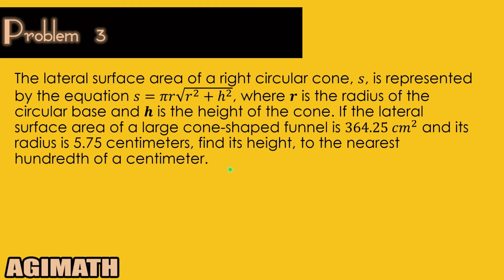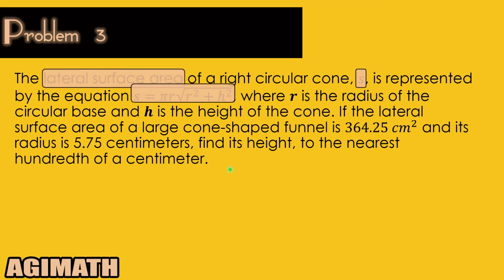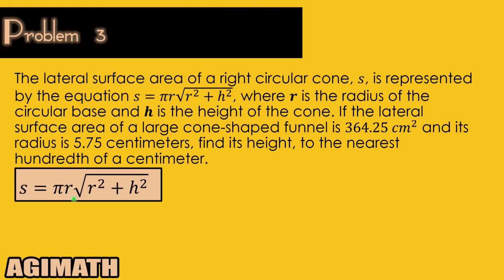So, let's start. Let us dissect the problem. We start with the lateral surface area of our right circular cone. We are given the formula S equals pi r times the square root of r squared plus h squared. So the first sentence gives us the equation to be used. It's very nice because we are already given the equation. But later on, we realize that it's not nice, actually.